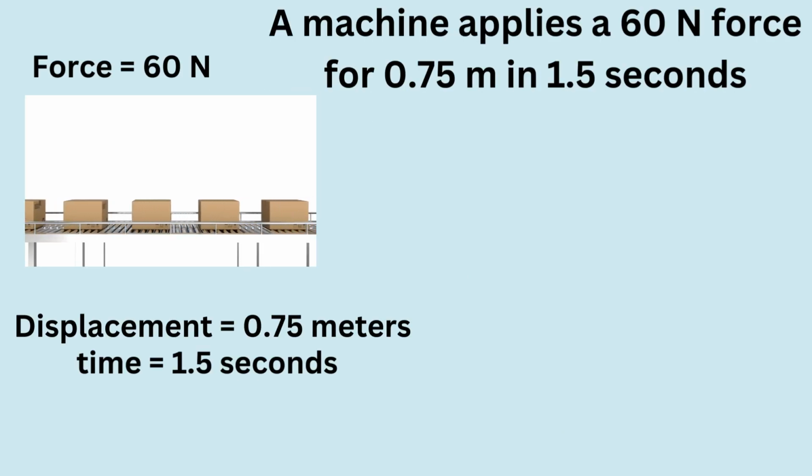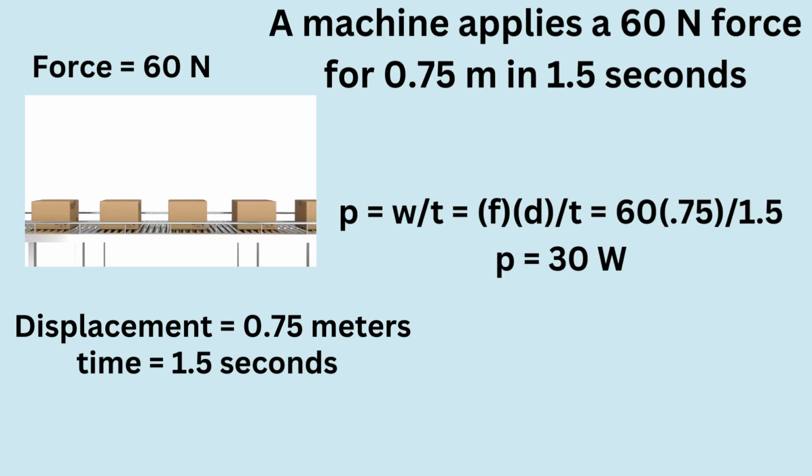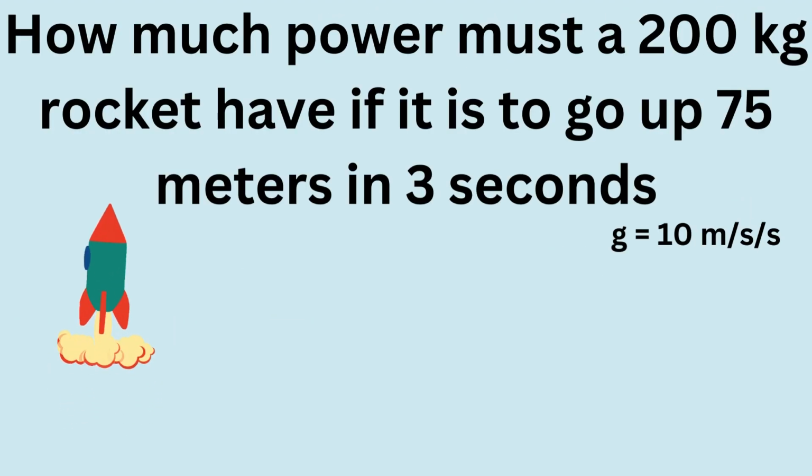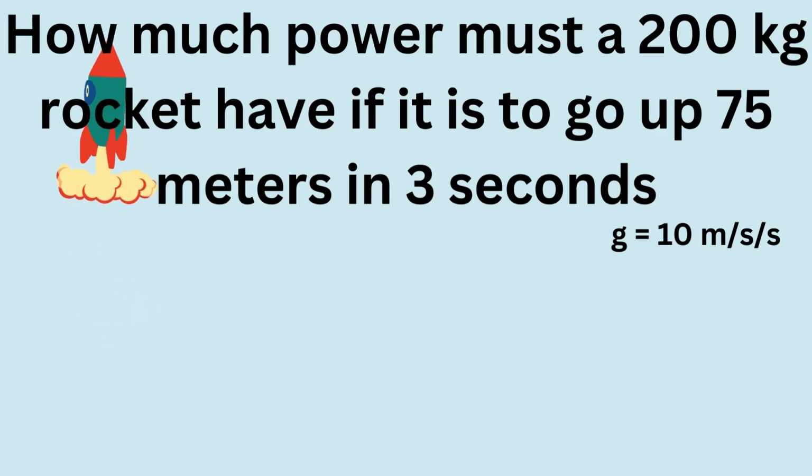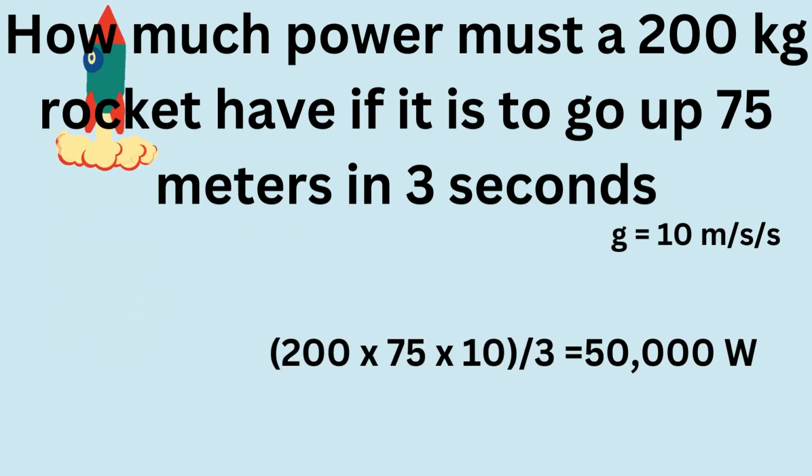A machine applies a 60 Newton force for 0.75 meters in 1.5 seconds. The power is the force times the displacement divided by the time, or 60 times 0.75 divided by 1.5, which equals 30 watts. How much power must a 200 kilograms rocket have if it is to go up 75 meters in 3 seconds? The power is 200 times 10 times the displacement, which is 75 meters, all divided by 3 seconds. The power of the rocket is 50,000 watts.